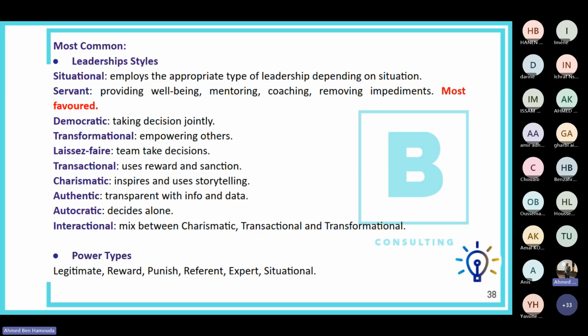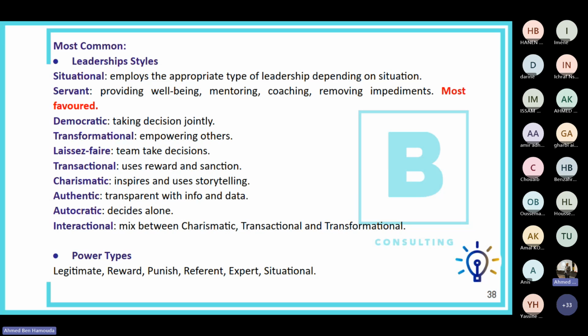Otherwise, there are the other types of leadership, such as democratic, taking decisions jointly; transformational, that's empowering others; laissez-faire, that's where the team takes the decisions; transactional leader, who uses reward and sanctions, reward to motivate and sanction to punish; charismatic leader, who uses storytelling to inspire others; the authentic leader, who is transparent and uses data and information; the interactional leader, who is transactional and transformational; and the least favored type of leadership is the autocratic. That's the one who decides alone and doesn't trust the others.